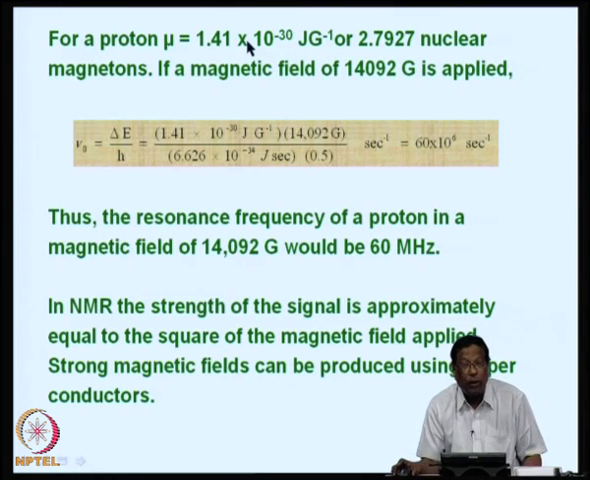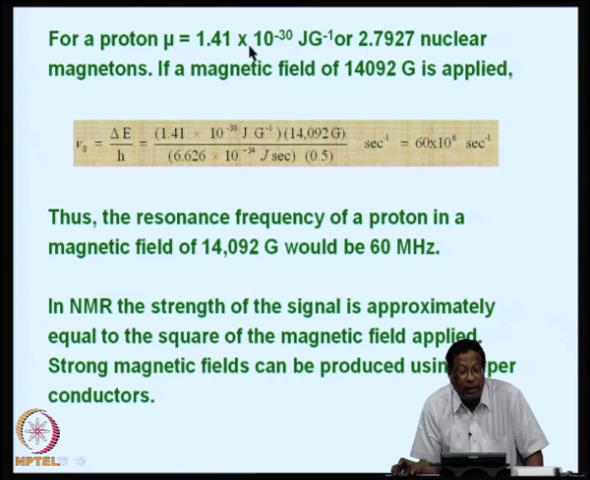So, for a proton we have the magnetic moment corresponding to 1.41 into 10 raised to minus 30 joules per Gauss, or 2.7927 nuclear magnetons. So, if a magnetic field of 14,092 Gauss is applied, then you can calculate the frequency corresponding to the change and you would end up with 60 into 10 raised to 6 seconds inverse.